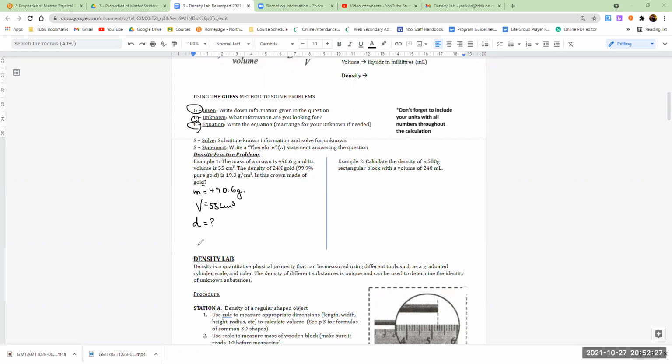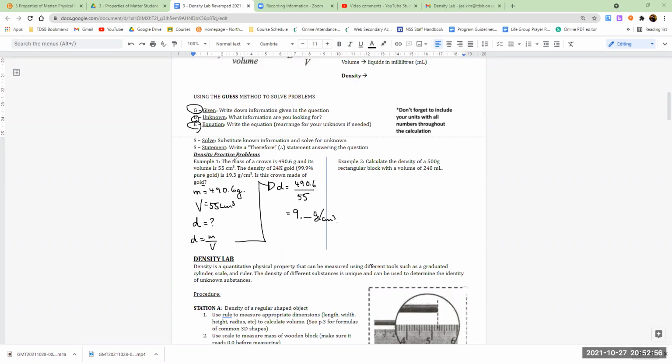The equation we're going to use is D equals M over V. Do I have to rearrange it? No. So I'm solving. I plug in the numbers that I know. And if I solve it, I don't have a calculator on me, but I believe the answer becomes closer to like 9 point something. I think grams per centimeter cubed.